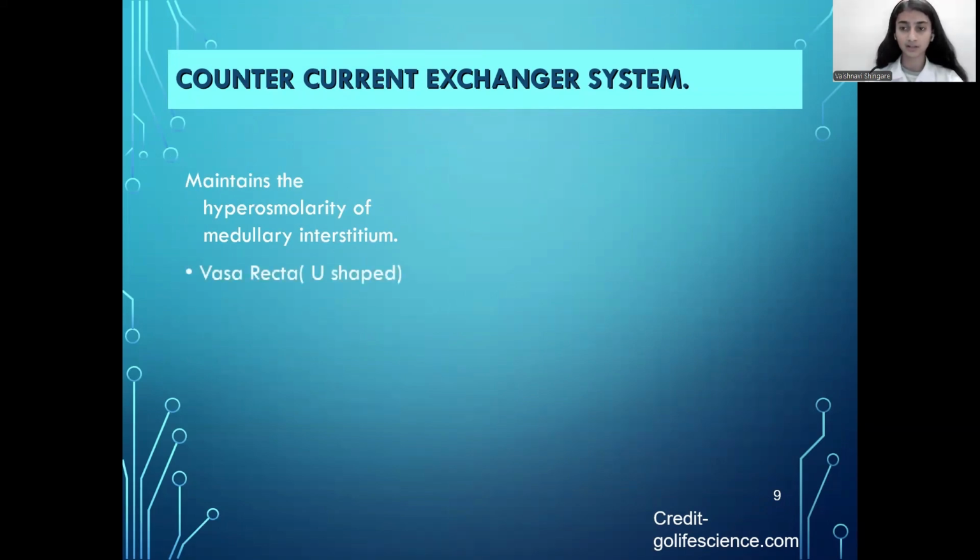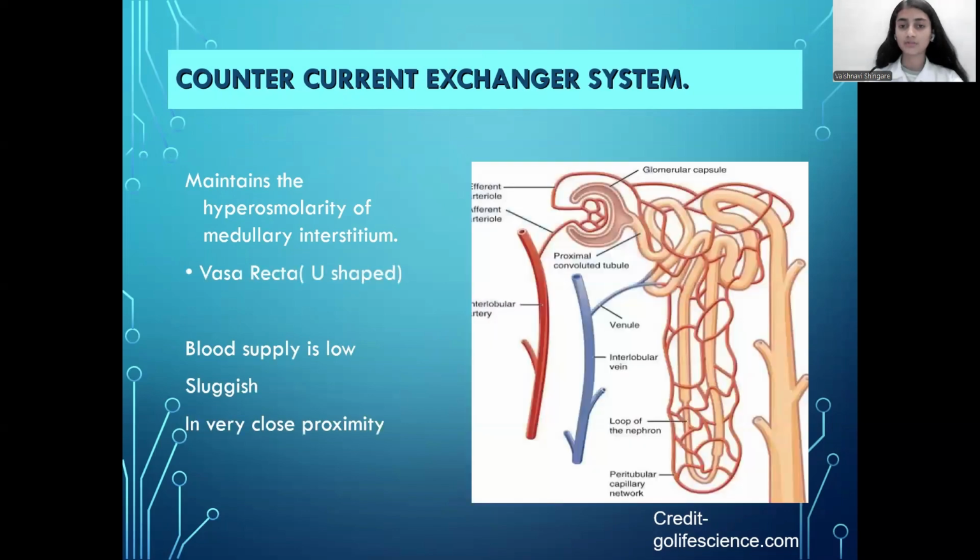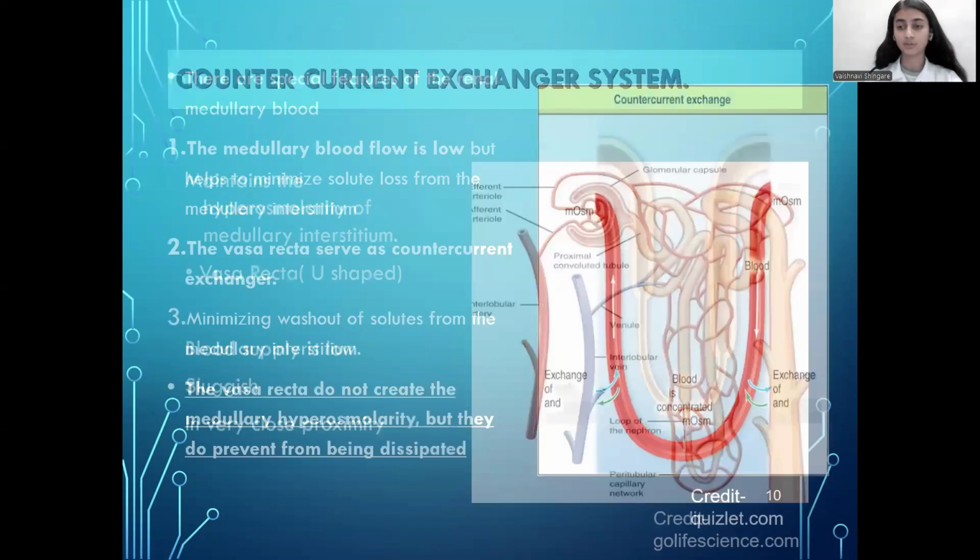It consists of the vasa recta, which is U-shaped. The vasa recta is formed from the afferent arteriole, which is the blood supply of the nephron, and forms the peritubular network surrounding the loop of Henle. The blood supply is very low, sluggish, and in very close proximity to the loop of Henle.